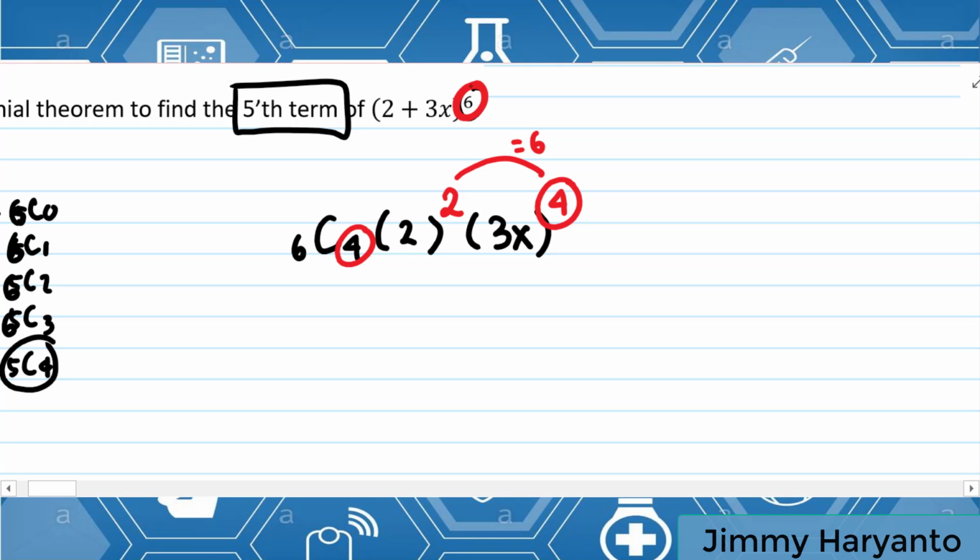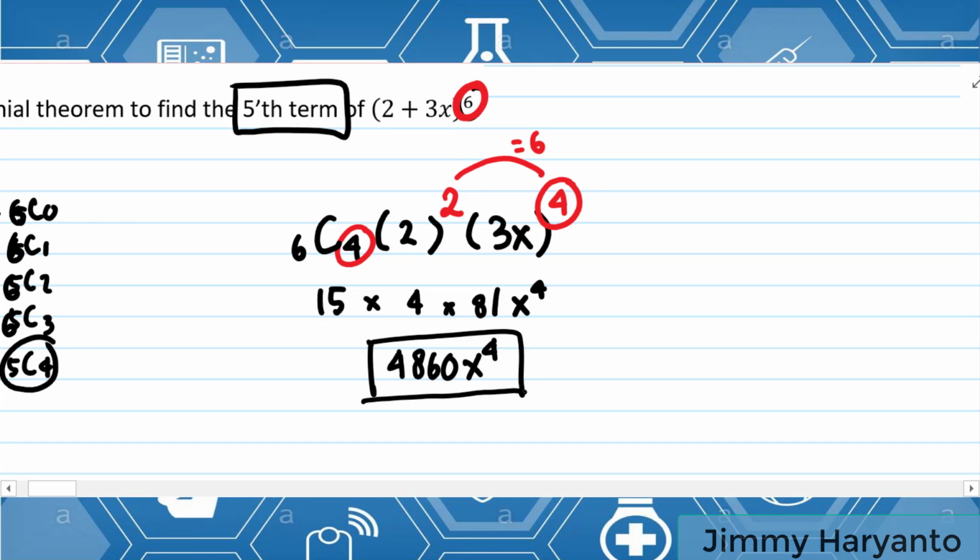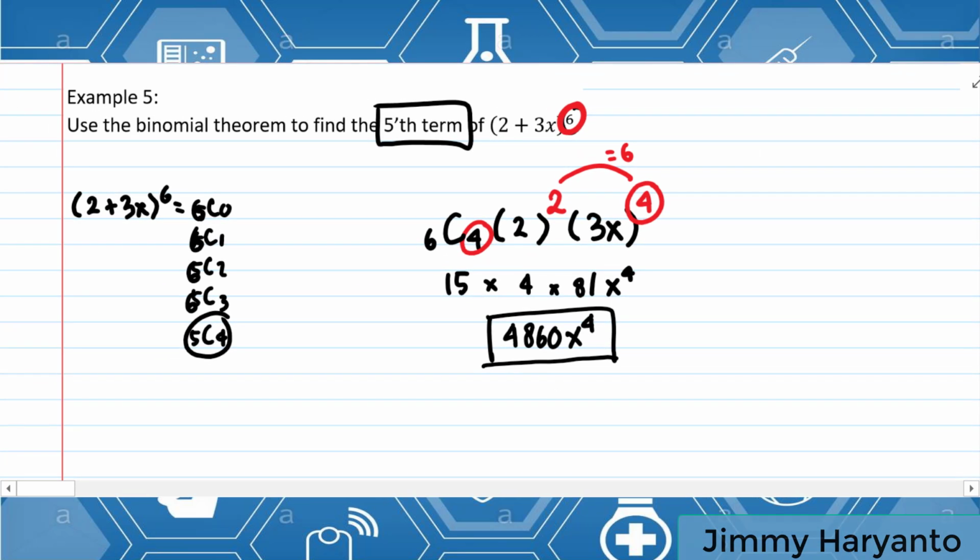Okay, the same with the powers. Later I will give you another example. Okay, so 6C4 using your calculator equals 15, times 4, times 3 to the power of 4, which is 81, x to the power of 4. Of course, 3 to the power of 4 is 81. So 15 times 4 times 81 equals 4860x^4. So this one is the fifth term of the binomial.